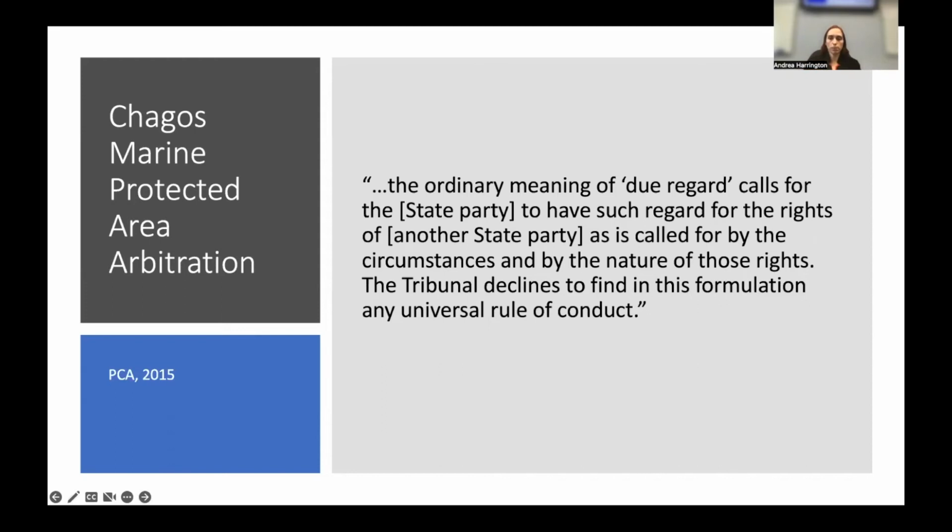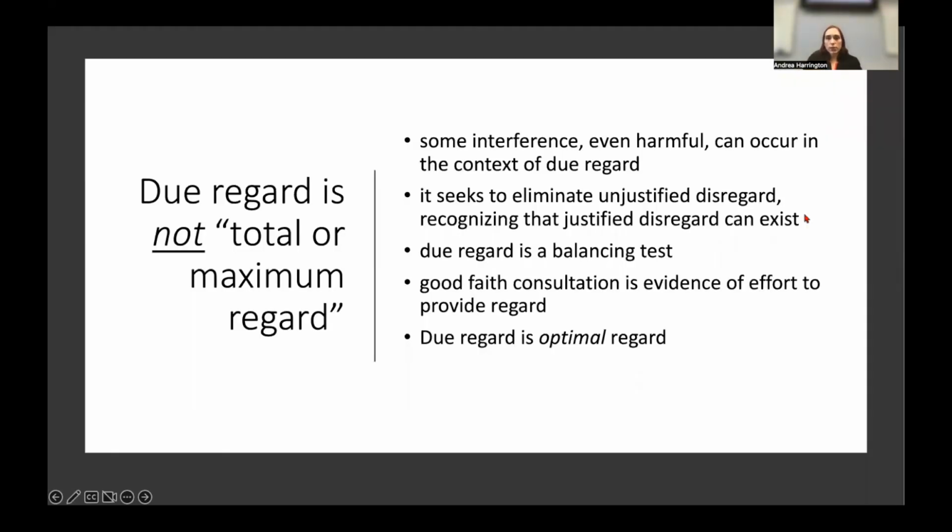So as I stated previously, when we were talking through what due regard means, it's not total or maximum regard. Some interference, even some harmful interference, could occur in the context of due regard, but the primary purpose is to eliminate unjustified disregard. Right? There's such a thing as justified disregard.